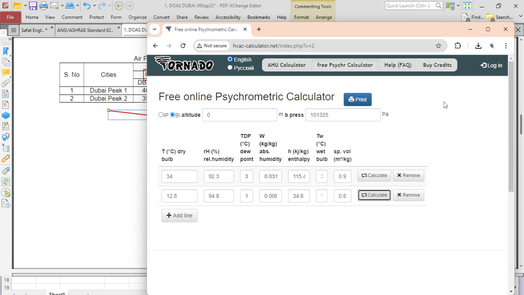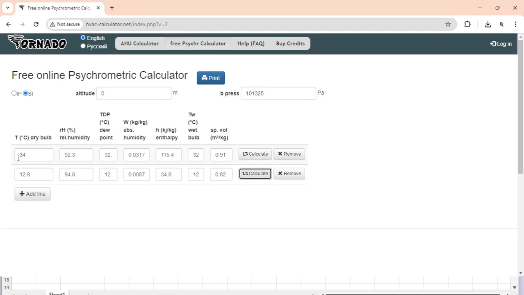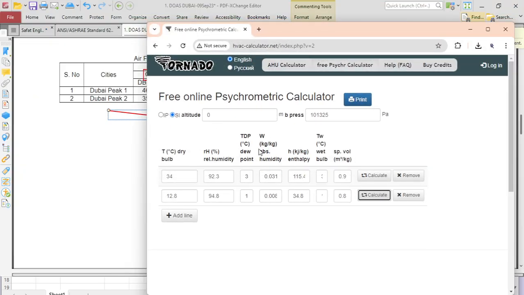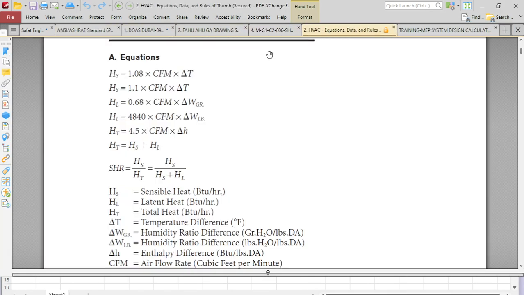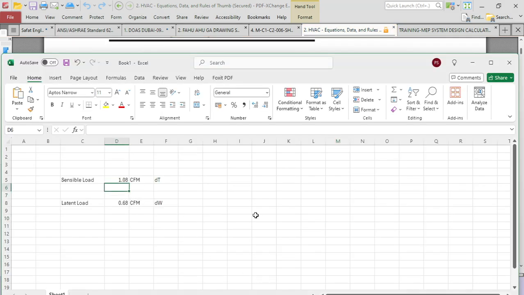So this is the value, you are able to get this value, right? So now we know what is delta T, what is delta W, and what is delta H. So if I go to this equation here, I will just convert from SI to IP, because my equations are all in IP. If I go to these equations, it is CFM, which is in IP, and delta T, which is in Fahrenheit, right? Now if I go to this one, 1.08. And what is the CFM?